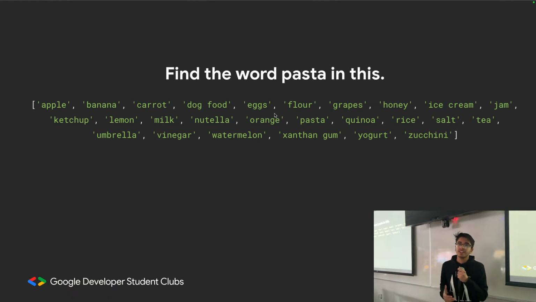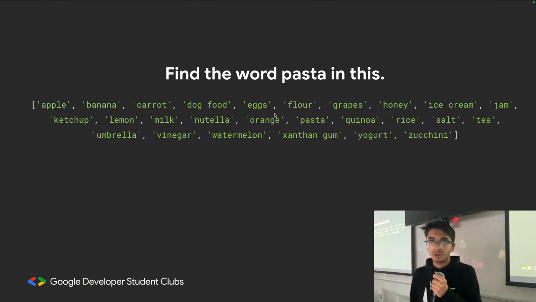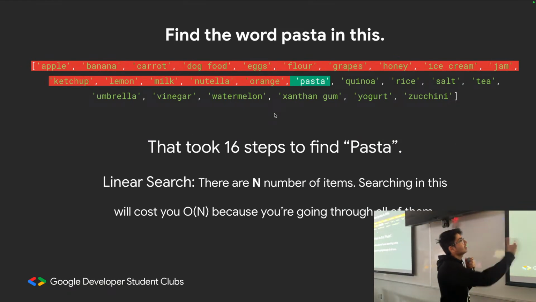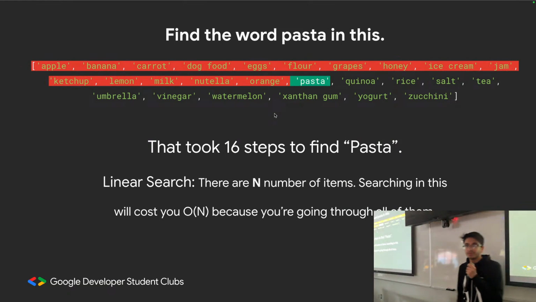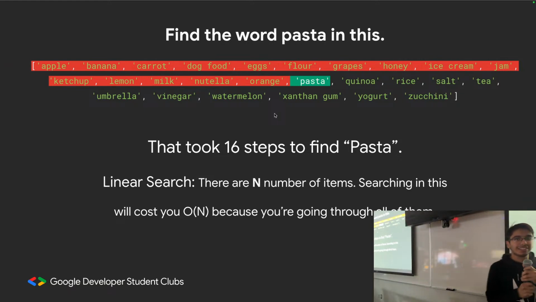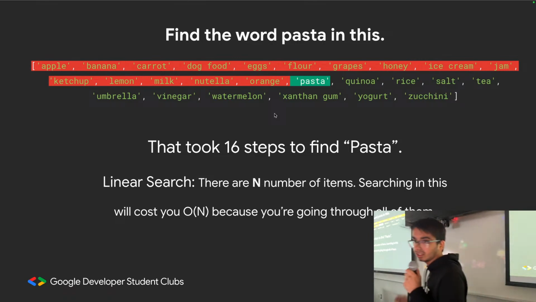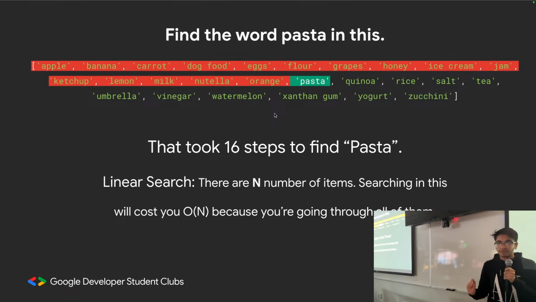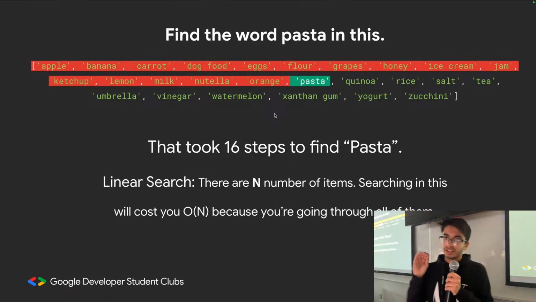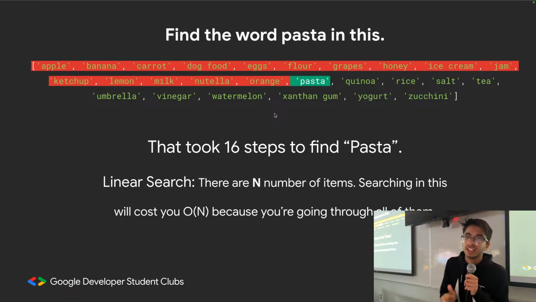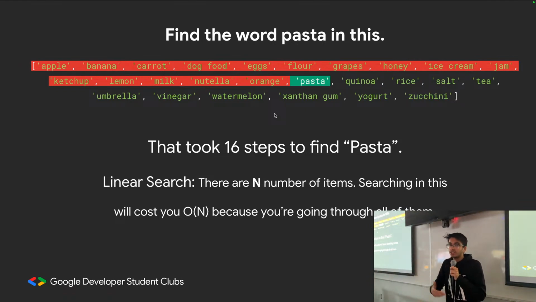So if I were to find the word pasta in this, how would you go about it? You would look through every single element until you find pasta. And this took 16 steps to find pasta in a list of 26 elements. And because there's n number of items, which is 26 items, it's going to cost you O of n.